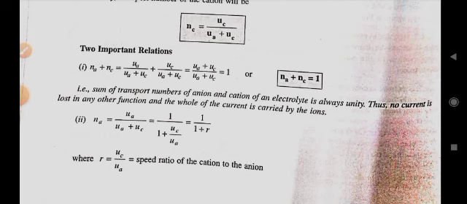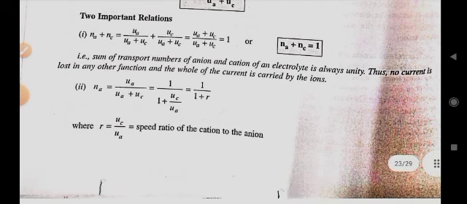Two important relations. Na plus Nc is equal to UA upon (UA plus UC) plus UC upon (UA plus UC), which is equal to (UA plus UC) upon (UA plus UC), which is equal to 1. Or Na plus Nc is equal to 1. That is, the sum of transport numbers of anions and cations of an electrolyte is always unity, thus no current is lost in any other function and the whole of the current is carried by the ions.